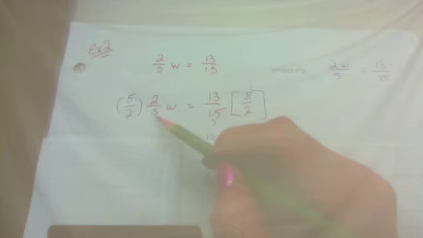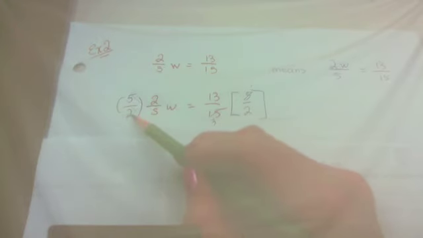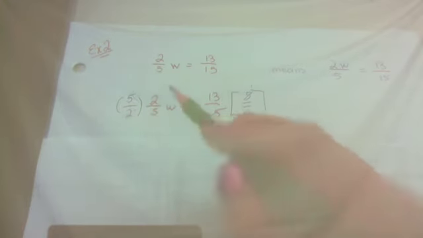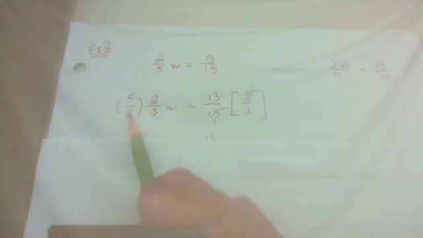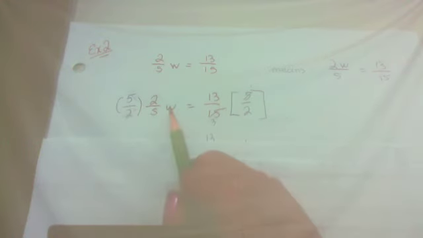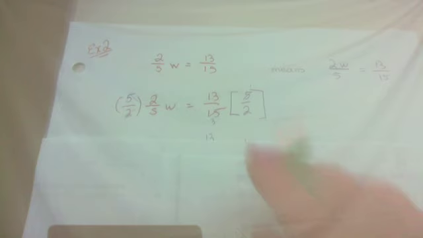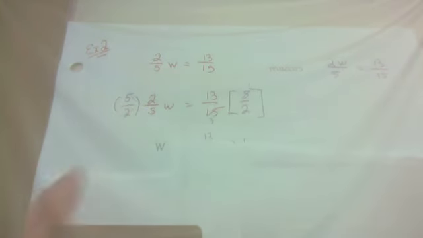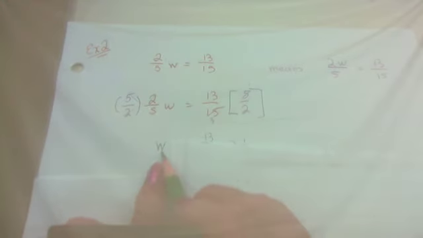If the 5 is in the denominator, I put it in the numerator. And if the 2 is in the numerator, I put it in the denominator. That's the definition of what a reciprocal is. So if I multiply this side by 5 over 2, I automatically have to multiply the other side by 5 over 2. So that's what's going to help me solve this to get 1w. And then that all turns into a 1, or just w.